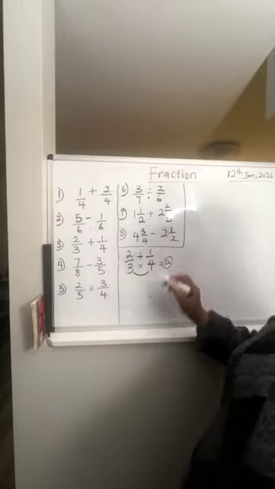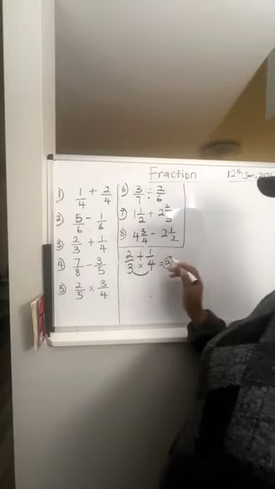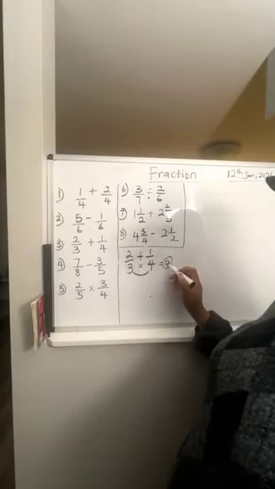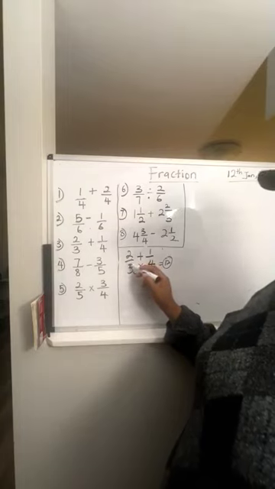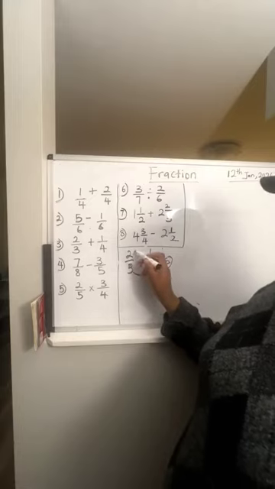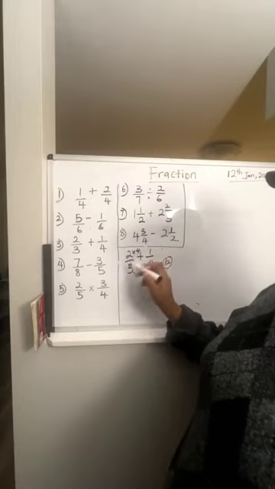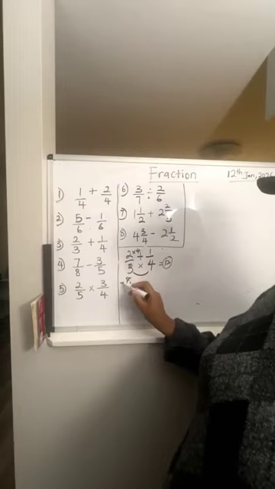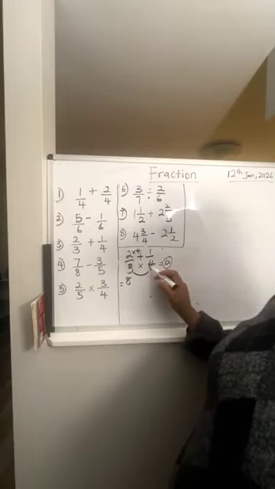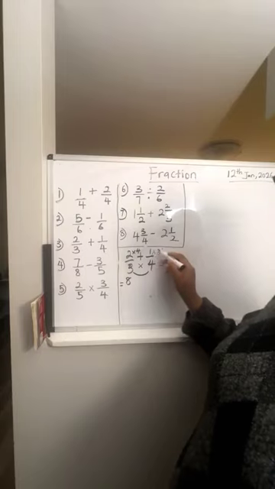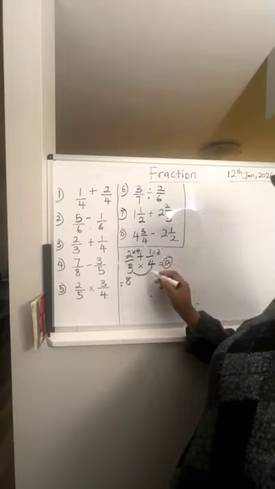Since we have 12, we are going to go with 12. 12 divided by 3 will give you what? 4. 2 times 4 will give you 8. 12 divided by 4 will give you 3. 1 times 3 will give you what? 3.